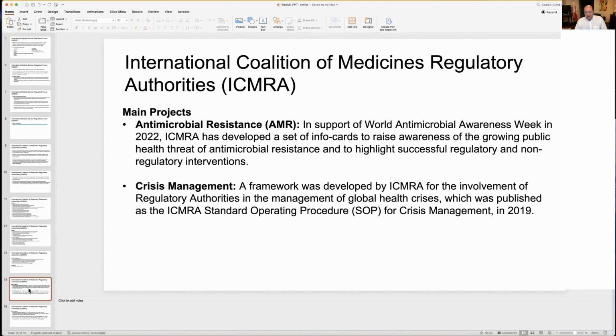Another project that they have is crisis management. So they work on a framework that they developed for the involvement of regulatory authorities in the management of global health crisis, which was published as the ICMRA Standard Operating Procedure for Crisis Management. So they wrote a standard operating procedure for managing crisis.